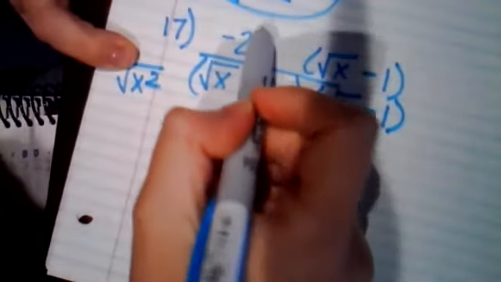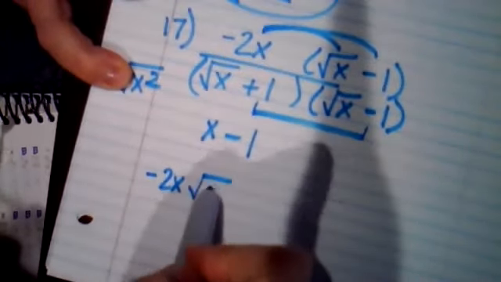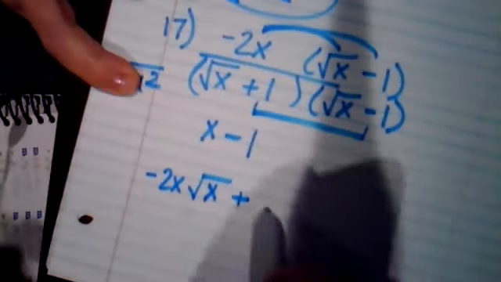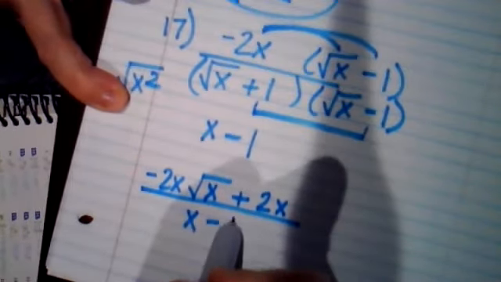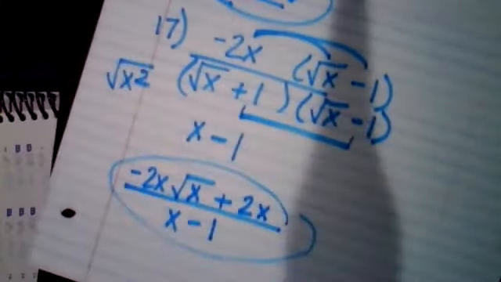And then I'm going to distribute the negative 2x to my 2 parts. So we have negative 2x times the square root of x. There's no way to simplify that. And then we have a negative and a negative. So what does that make? A positive. So then we have plus 2x, all of that over x minus 1. All right, so that is what we end up as our answer, and that's your final answer.